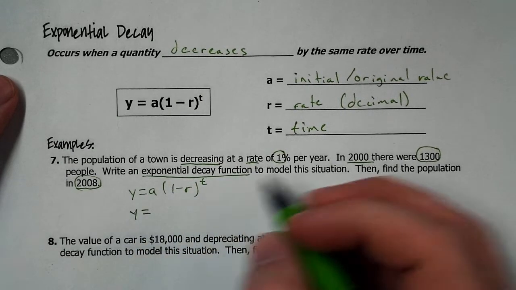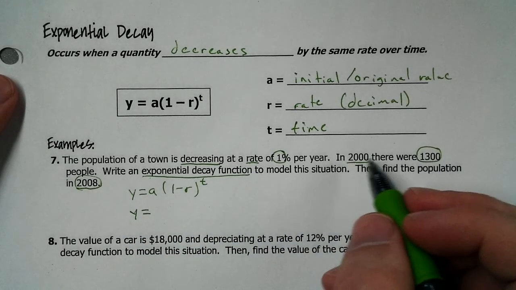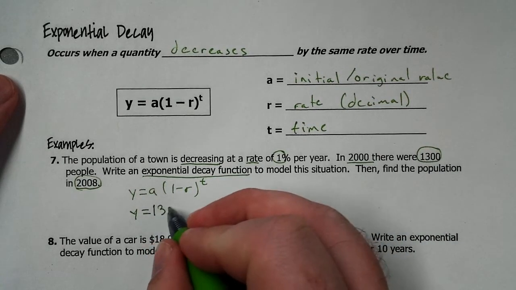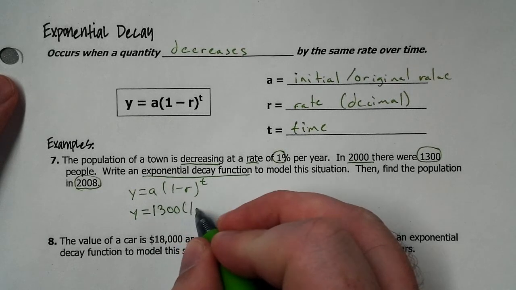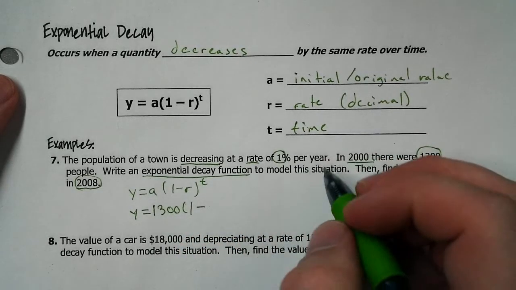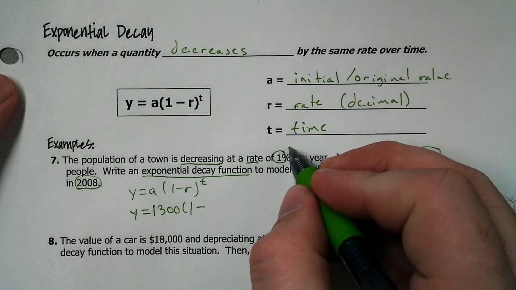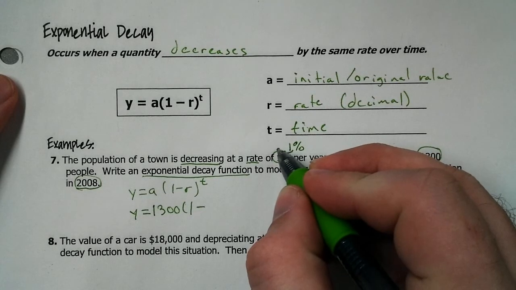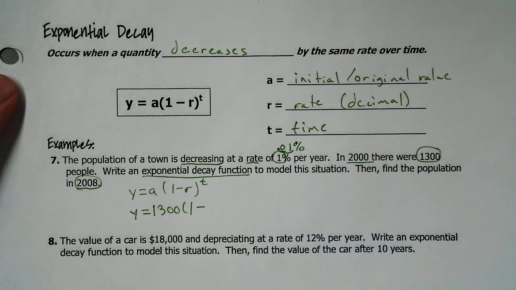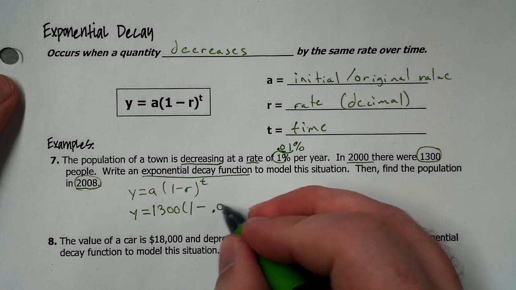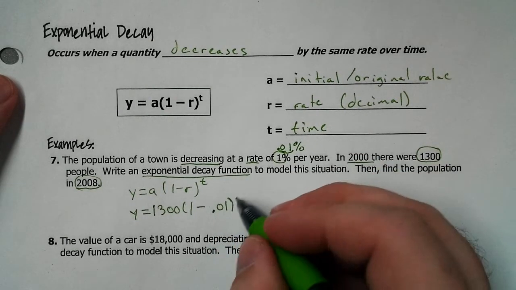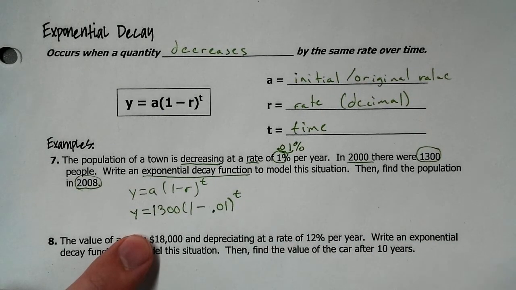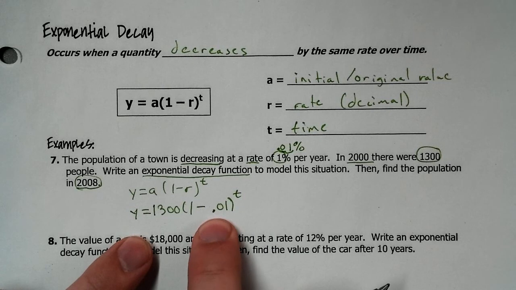So we got Y equals... And we started out, and don't mix up the year with the people. We had 1,300 people, so that is our original value, 1,300. Times 1 minus the rate. It says 1% per year. So take 1% and change it into a decimal. You go 1, 2 backwards. There's your new decimal place. Put in a 0. So it's going to be 0.01. And then raise it to the time. So this is what we can put in our calculator to graph it and see what's going on.